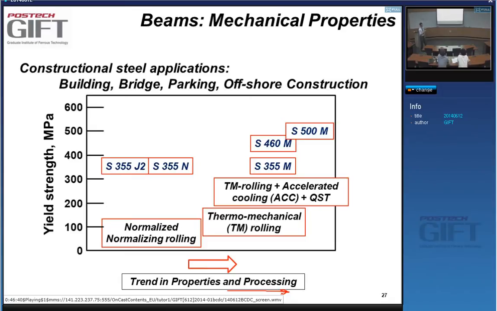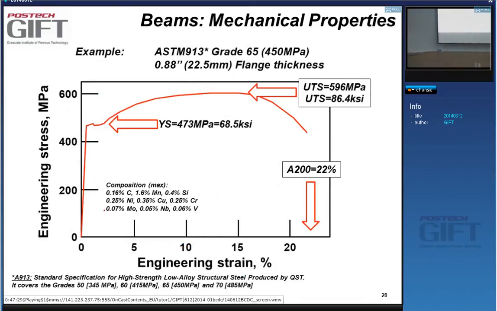So what's the trend? Typical standard steels were 355 yield strengths, yes? Nowadays, we apply thermomechanical rolling, yes? Accelerated cooling, QST, for the beams with slightly heavier sections. And what you see is that nowadays, yield strengths of close to 500 megapascals are becoming of interest and available for constructions. This is an example here of about 500 megapascal yield strength that's being used.